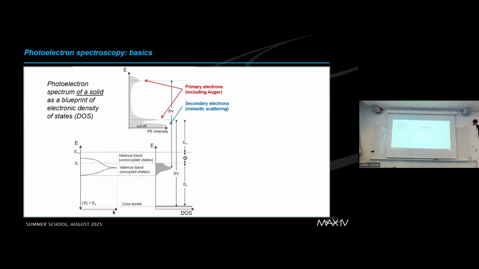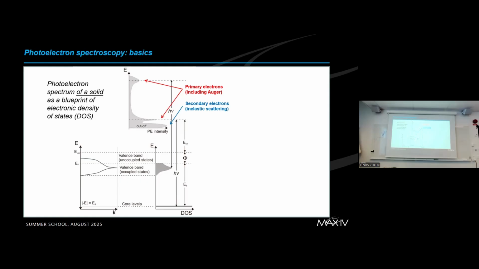If we speak about solids, then what we have in the electron levels of the solids is all reflected in the photoemission spectrum. So if you have core levels here, and we have a valence band here, they're reflected as photoemission peaks, and as a valence band region in the photoelectron spectrum.